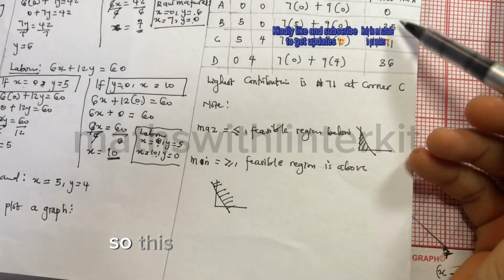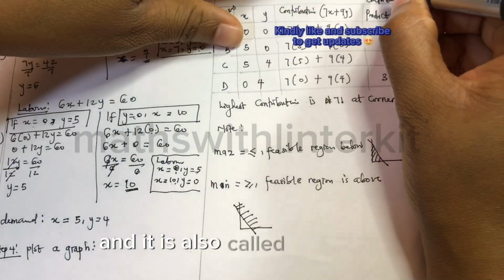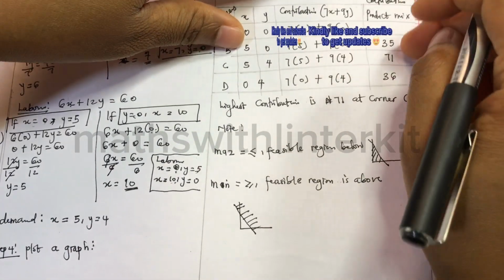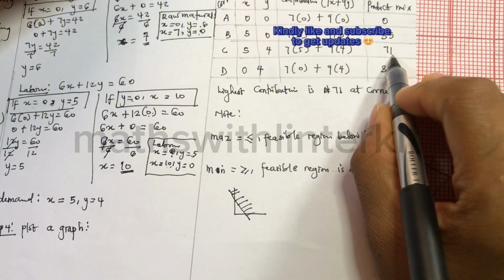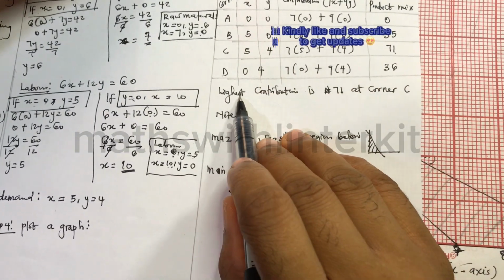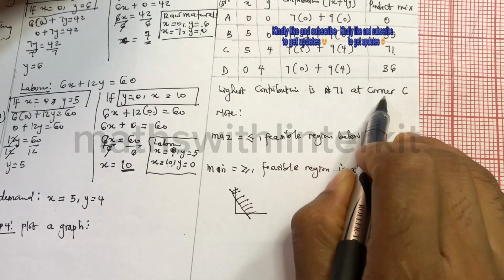So this column means contribution and it is also called the profit. But that's what we are maximizing. So the highest value here is 71, which is at corner C. So that's why we have that the highest contribution is 71 naira at corner C.